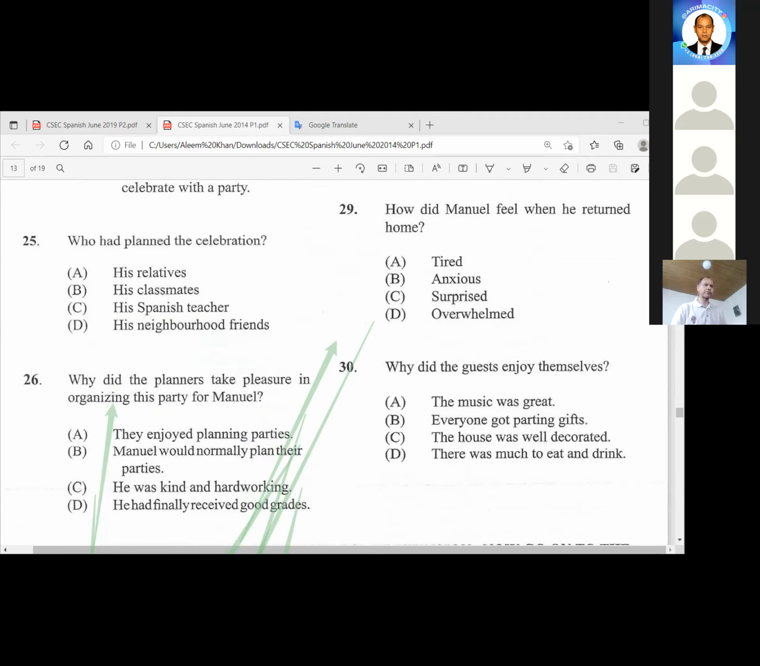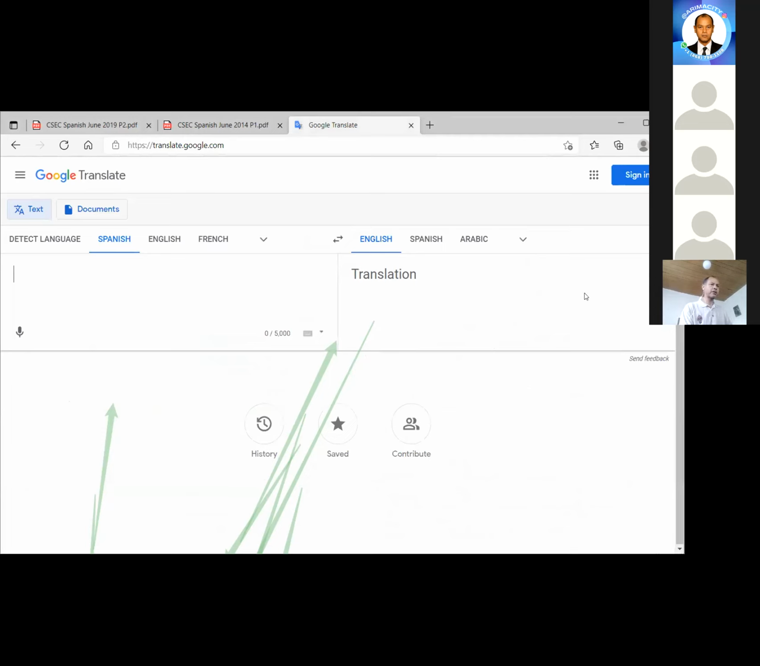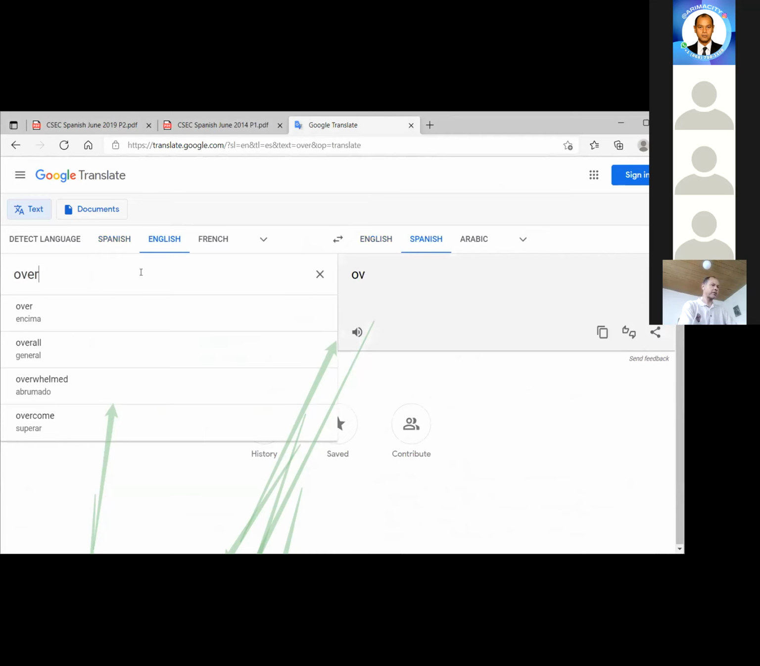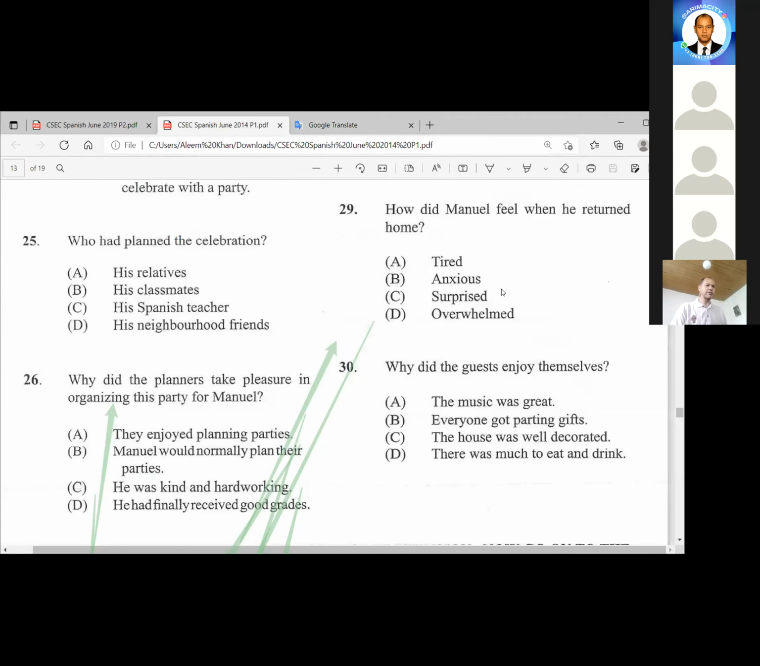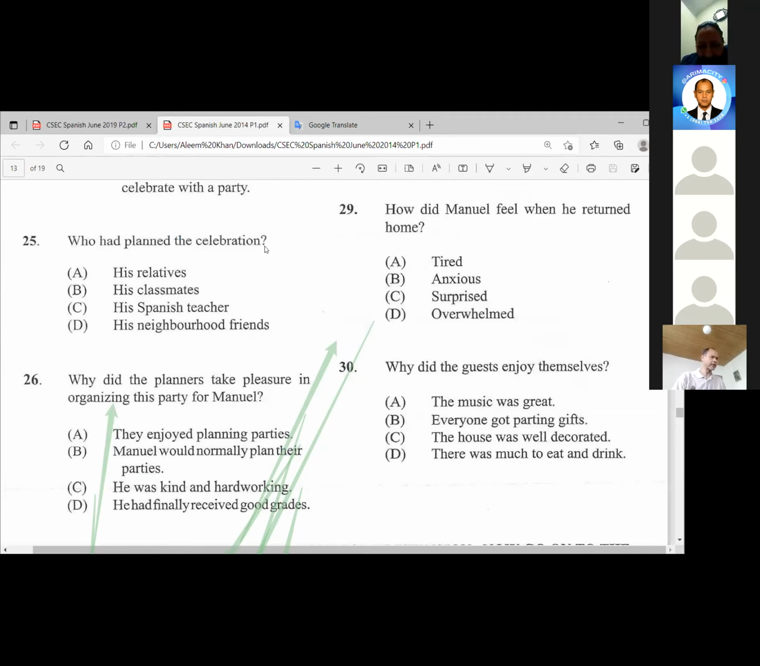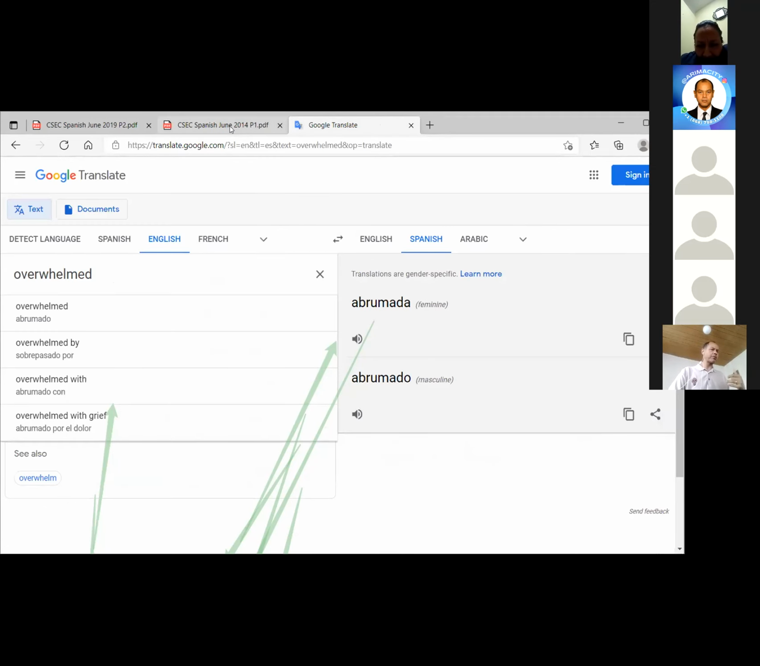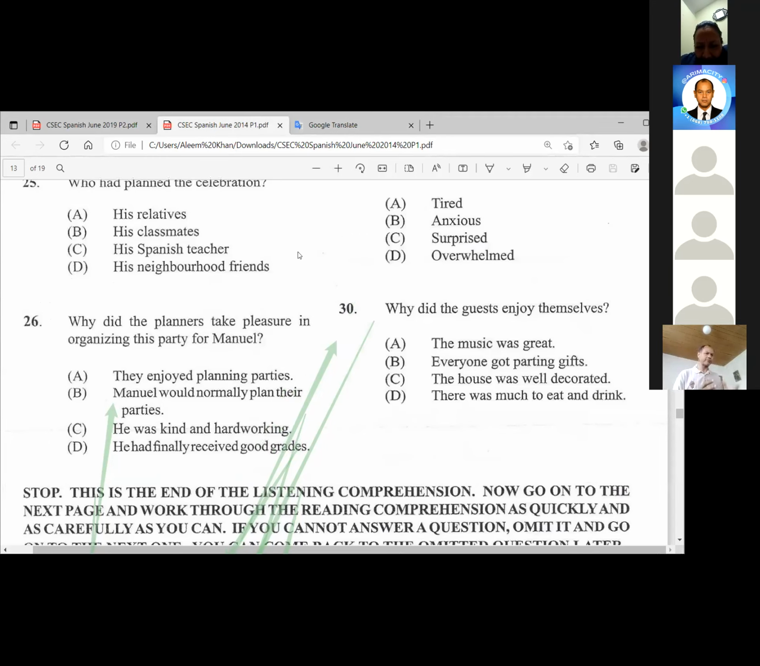So let me put those words in Spanish. Overwhelmed, okay, abrumada. Let me just explain it for Kati's benefit and for Yarima's benefit. Overwhelmed es como, bueno, aquí oficialmente la traducción es abrumado, pero es como súper emocionado, súper afectado, digamos. Okay, surprised is sorprendido.